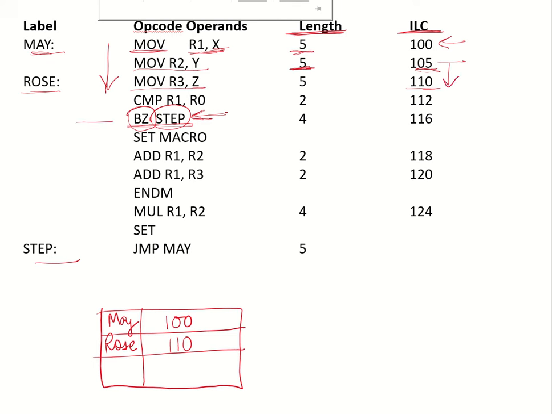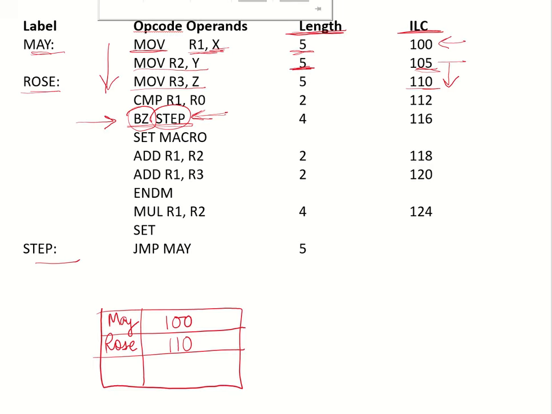When it comes to this instruction BZ step, it says branch if 0 to a label step. The step has not been encountered as yet. Next, as it moves down, there is no value available for step.